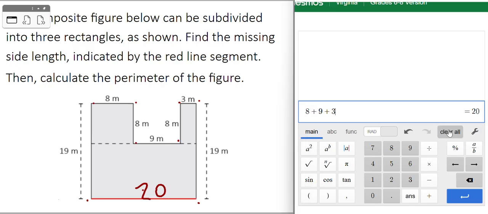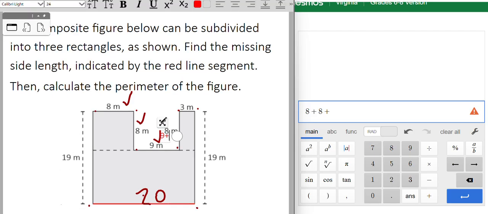Now we have to go ahead and add all the sides, and we need to be very careful to make sure that we count them all. Let's start with this 8. So I'm going to put that in my calculator. 8 plus, then we have another 8 right here. So let's put in that 8. 8 plus, we have a 9 here. So 9 plus, oops, I put that in the wrong place. I'm so sorry.